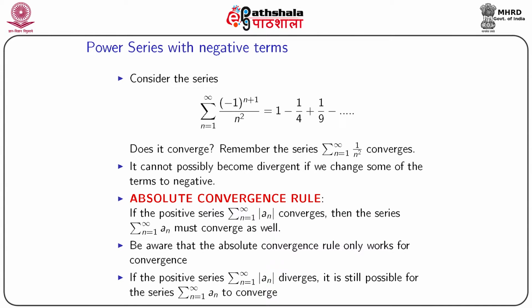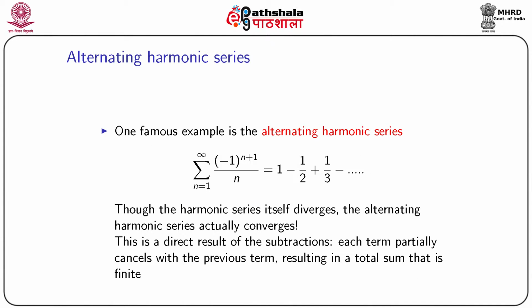Now we'll define what we mean by the absolute convergence rule. If the positive series sum over n from 1 to infinity of mod an converges, then the series sum of an must converge as well. So to check the convergence of any series, it's best to check absolute convergence. If it is absolutely convergent, then it is convergent. Be aware that the absolute convergence rule only works for convergence. Whenever the sum of mod an diverges, it is still possible for the series sum of an to converge. So this will be applicable only for convergent series. One famous example is the alternating harmonic series.